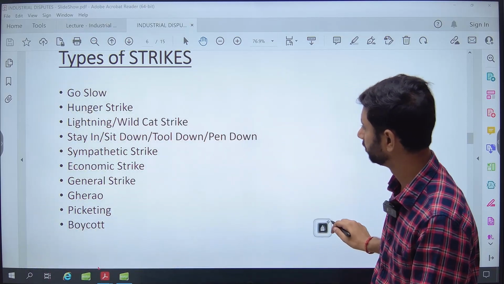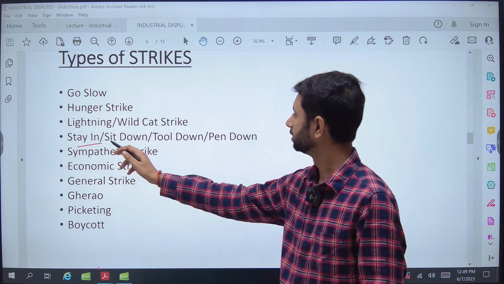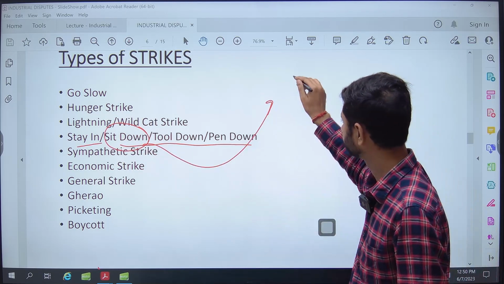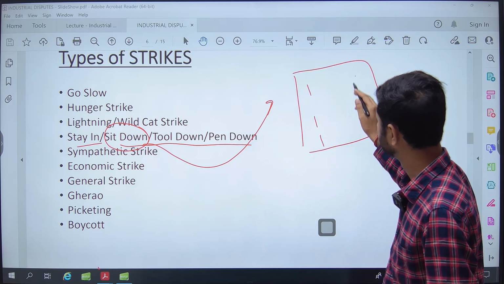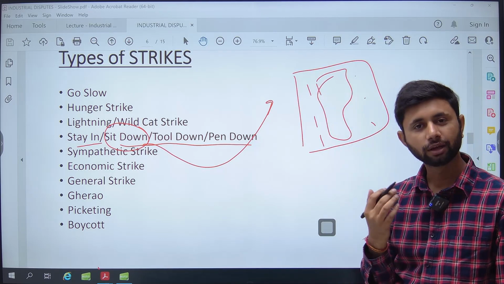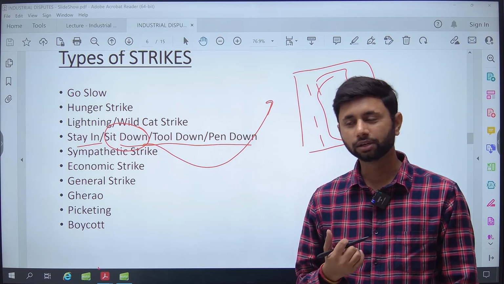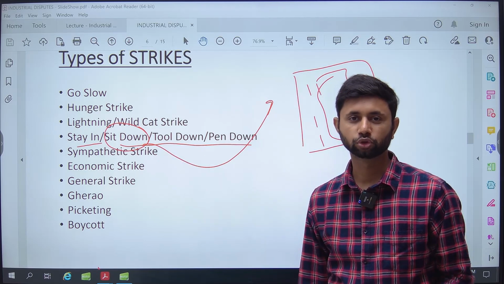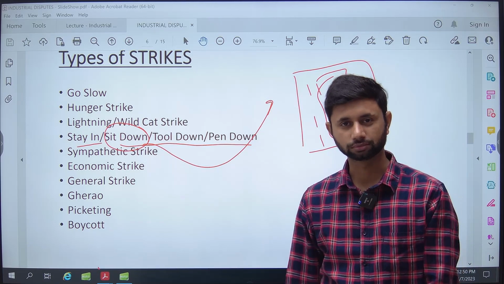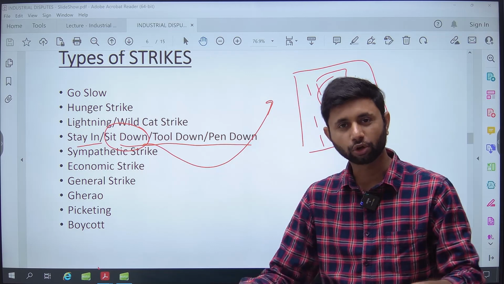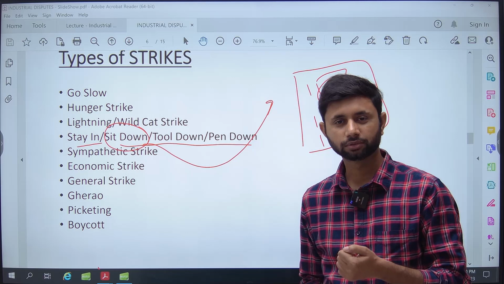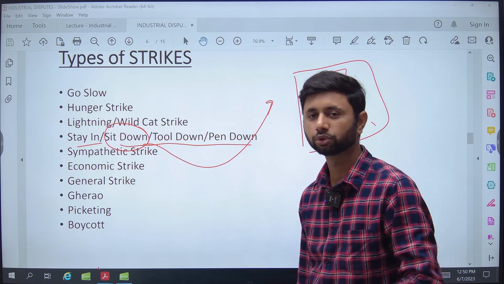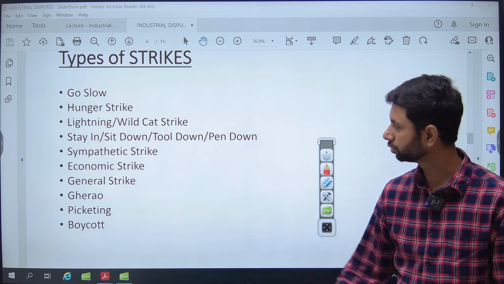Okay, so now let's move on to the next type of strike, which is stay in, sit down, tool down, pen down. All of these are similar types of strikes. In sit down strikes, all the workers will sit on the premises of the whole plant. This has an impact because if the workers go on strike and stand outside, the management can hire contract workers to resume production. But in such strikes, the workers sit on the plant facilities, not allowing management to hire other contract workers to resume production, because their sitting will not allow normal functioning. Understand? So this is what sit down is about.